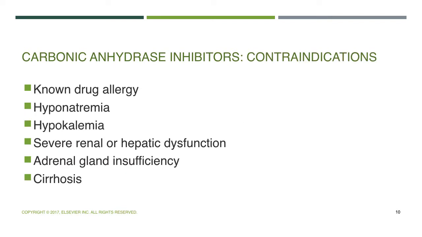The contraindications for carbonic anhydrase inhibitors include, of course, known drug allergies. If somebody is suffering from hyponatremia or hypokalemia, think about the fact that it's making you excrete more of these ions. Also, severe renal or hepatic dysfunction, adrenal gland insufficiency, or if the person has cirrhosis of the liver.